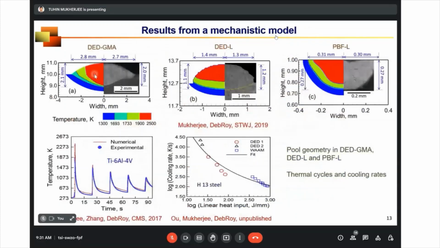So you can see that it can simulate the molten region or the deposit for three processes, which is very consistent with the experimental observation. For the same material, stainless steel 316, you can see the modeling result matches very well with the experimental observation. Apart from the deposit, the model can also give you the variation of temperature with time for a particular location. We call it the thermal cycle. And also the cooling rate, which is a very important parameter for predicting the microstructure.